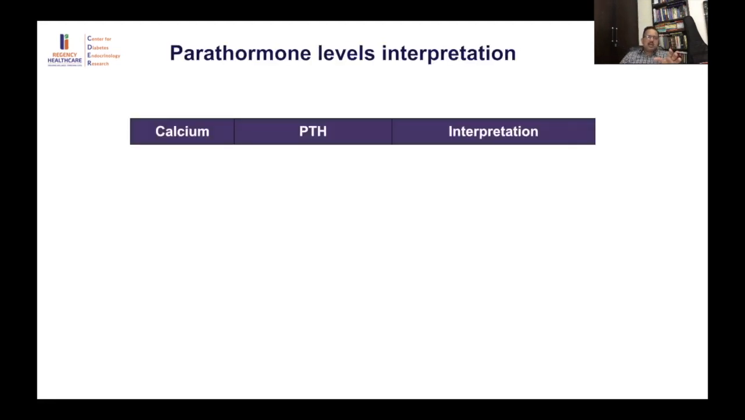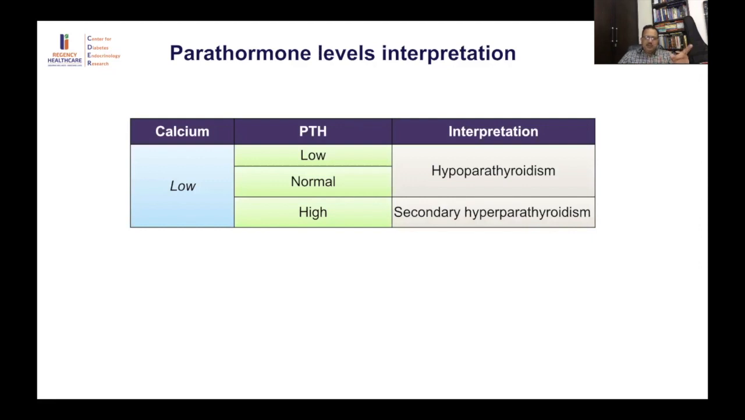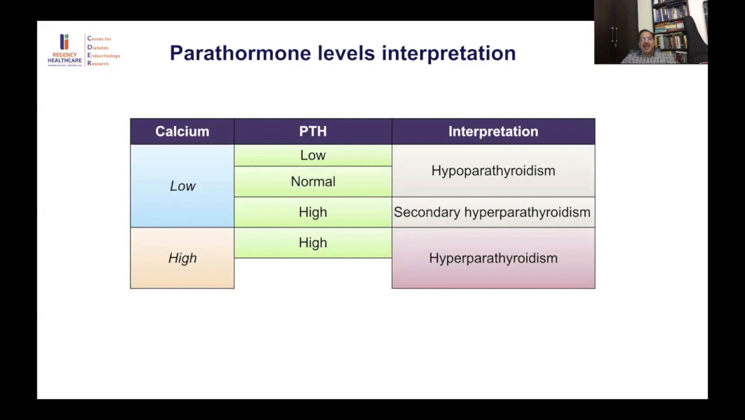So as discussed earlier, PTH should be interpreted in the light of calcium. Low PTH, of course, is hypoparathyroidism, but even normal PTH could be hypoparathyroidism. High PTH with hypocalcemia is secondary hyperparathyroidism. Similarly, high calcium with high PTH is hyperparathyroidism. But if the PTH is normal, it is inappropriately normal for the level of calcium. This is hyperparathyroidism. So PTH should always be thought of in the context of calcium level.